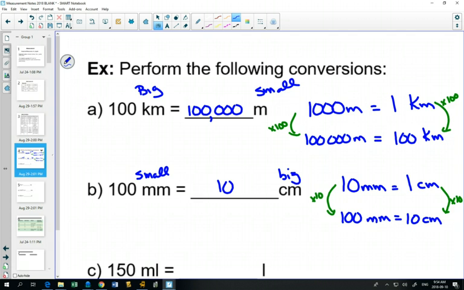And 1 times 10 is 10. Same answer. But what's interesting in this example is one place we divided, right? We went from small to big, so I'll need less of them, so I'm going to take the 100 and divide by 10. And over here, I still multiplied. So think about that, see if both of those methods make sense to you.